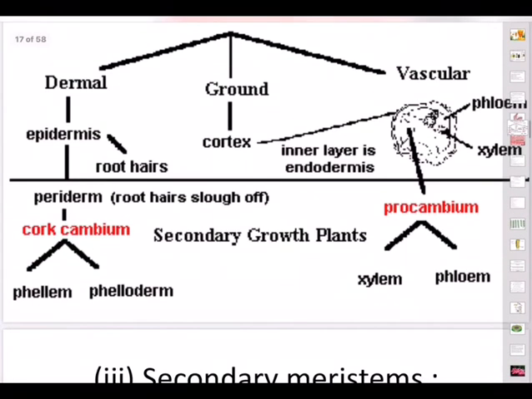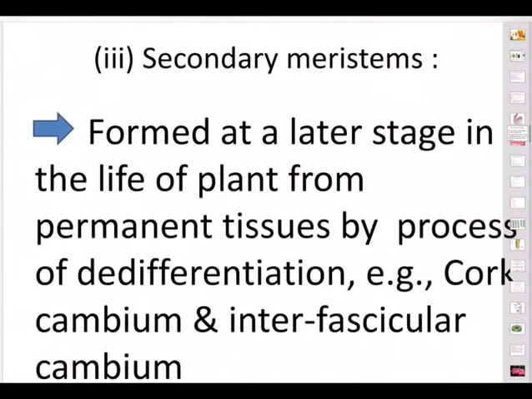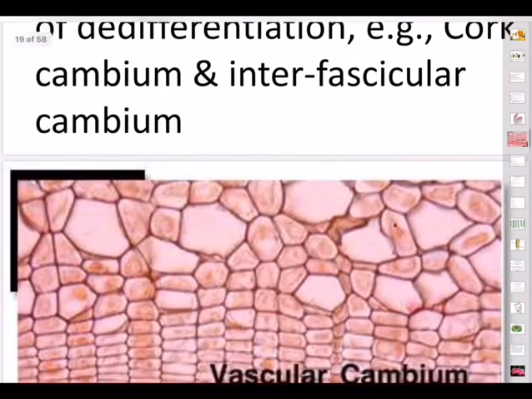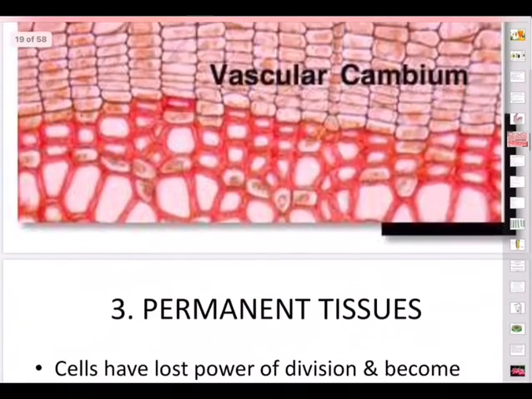So, secondary growth will be there in the plants. We'll talk about it in future. There you can see the extra layers being formed, which we'll discuss in our next session. The secondary meristem forms at a later stage in the life of a plant from permanent tissues by a process called de-differentiation. So cork cambium and intervascular cambium will be formed. This is how the vascular cambium will be present in the root.